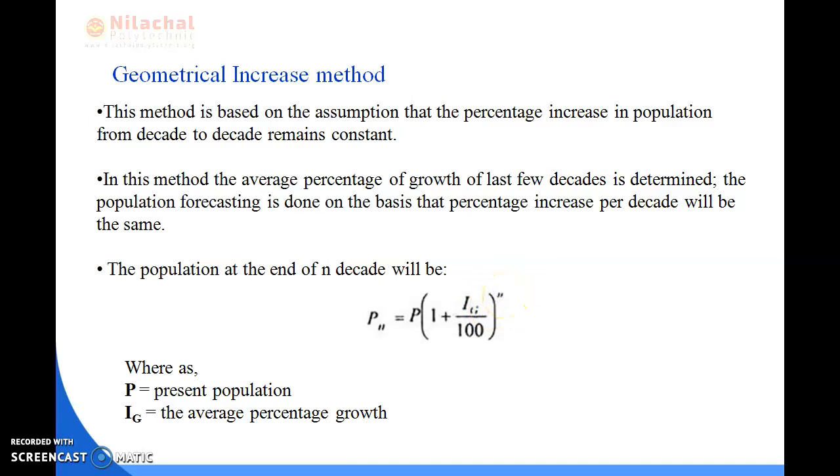So this is the formula we use in the geometrical increasing method. Pn equals population after n decades, P equals present population, into (1 plus Ig by 100), where Ig is the average percentage growth, to the power n, and n is the number of decades.